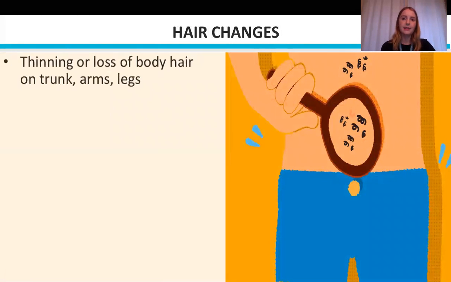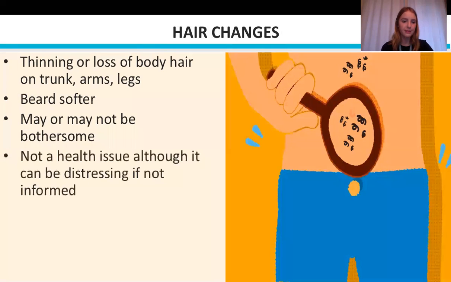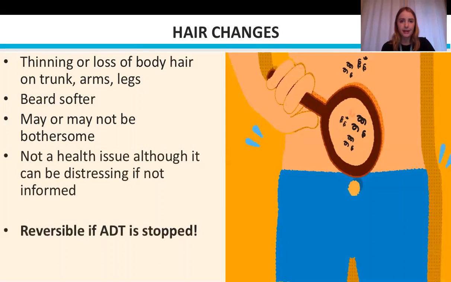And you may experience some hair changes. This is typically a thinning of hair on the trunk, arms, and legs, or sometimes it can be in the beard. But most of the time, it's typically not too bothersome, though it can be distressing if you're not informed of this side effect before starting treatment. Hair loss is typically reversible if you stop androgen deprivation therapy.